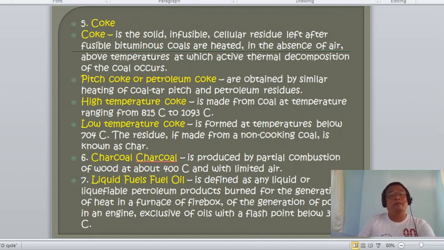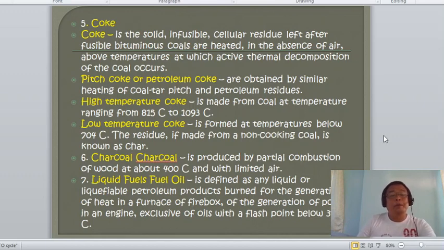Another, we have low temperature coke, which is formed at temperatures below 704 degrees Celsius. Another is charcoal. Charcoal is produced by partial combustion of wood at about 400 degrees and with limited air.